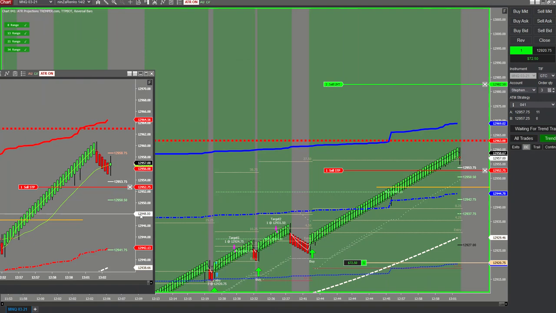Now, some people have the adage that if you hit your goal for the day, you're done. And that's fine too. But if you're having a good day and the market giveth, then why stop? You've got to make up for some of those days that you got stopped out.